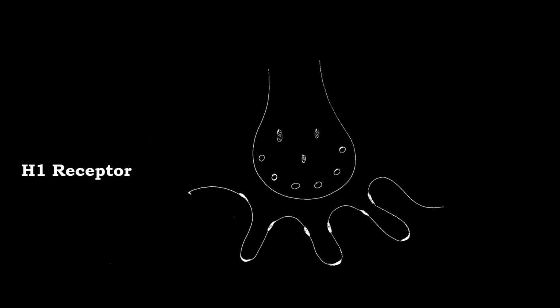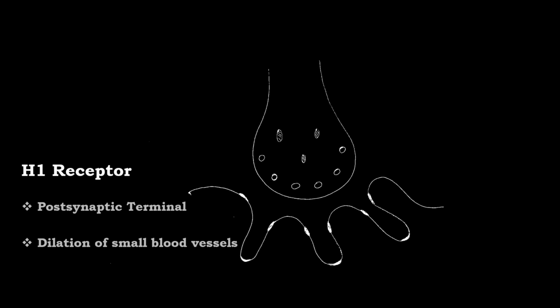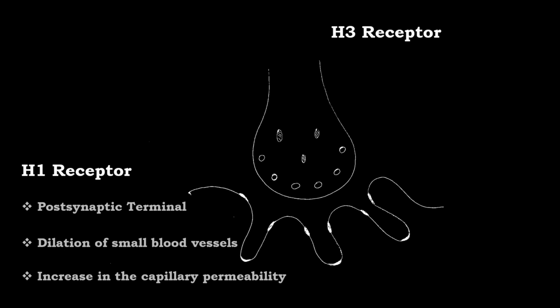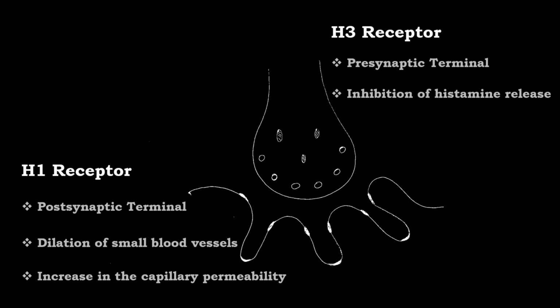H1 receptors are situated on the postsynaptic membrane. When histamine stimulates H1 receptor, it causes dilation of small blood vessels and increases the capillary permeability. H3 receptors are present on the presynaptic membrane. They act as autoreceptors. They control histamine turnover by feedback inhibition of histamine synthesis and release. Stimulation of H3 receptor by histamine causes inhibition of histamine release in the synaptic clefts.